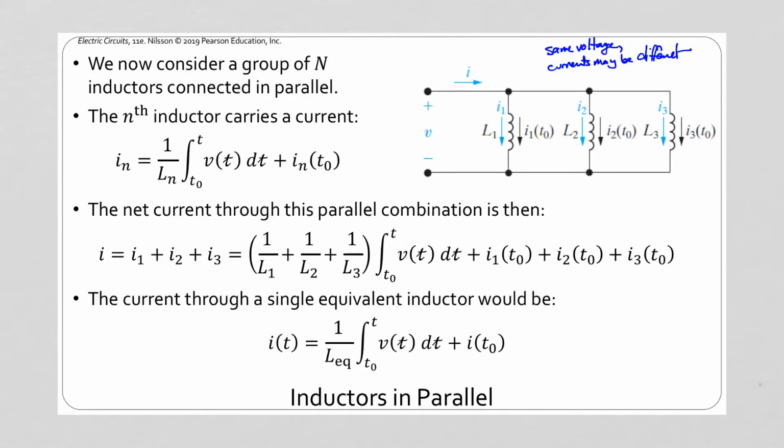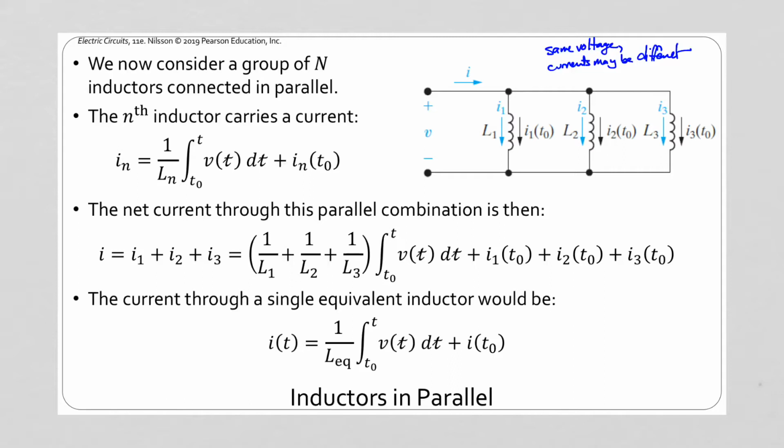If we pick arbitrarily the nth inductor, so the first or the second or the third or whichever, the current through that one specific inductor would depend on the inductance of that inductor and the voltage across that inductor. And the voltage across the nth inductor is going to be the same as the voltage across all the others because they're in parallel, they have the same voltage.